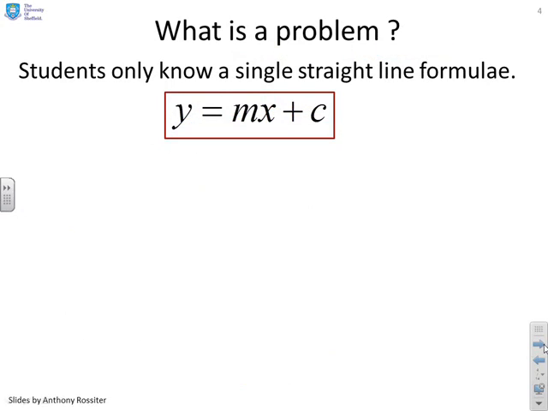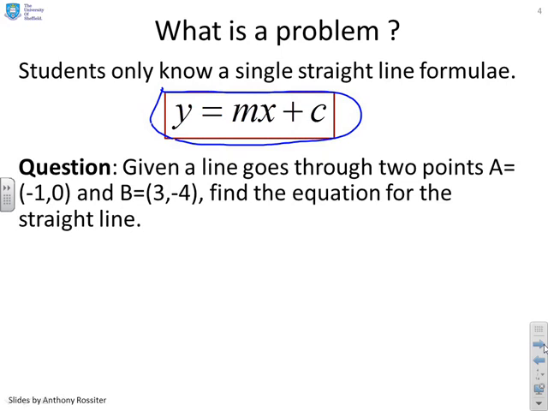Now, how does this become a problem? Let's assume that you only know this formula for a straight line, which might be true if you were 14 or 15 years old. And instead you're given a question like this. Given a line goes through 2 points, A equals minus 1, 0, and B equals 3, minus 4, find the equation for the straight line. And the student immediately thinks, I don't know what to do. I haven't been given the gradient information m, I've not been given the intercept c, instead I've just been given 2 points. I don't know how to do this.